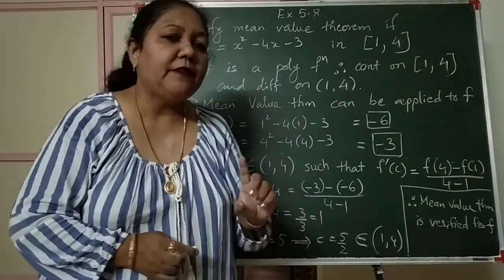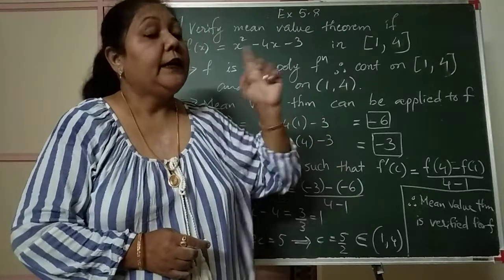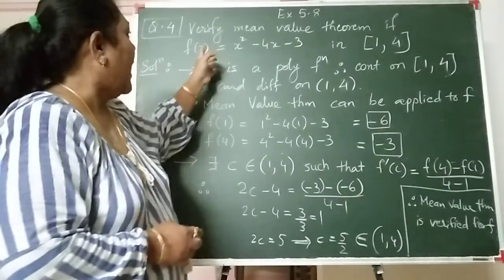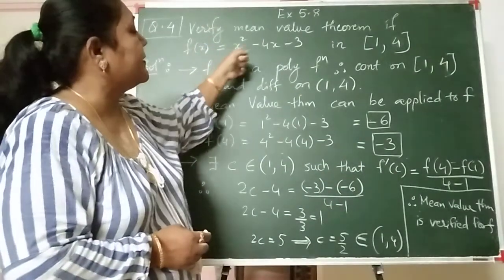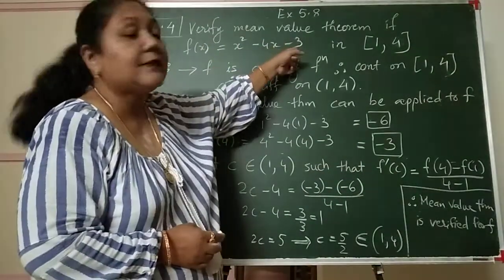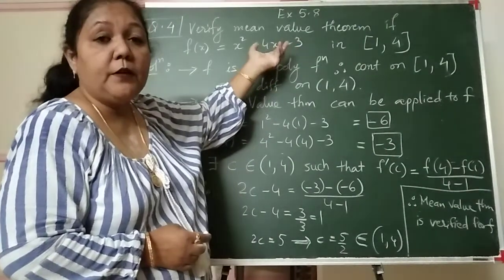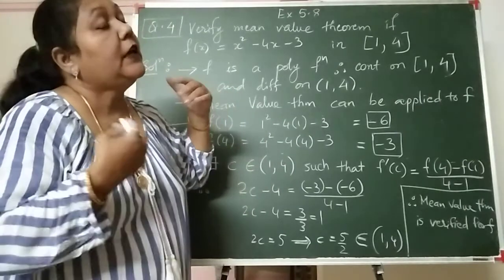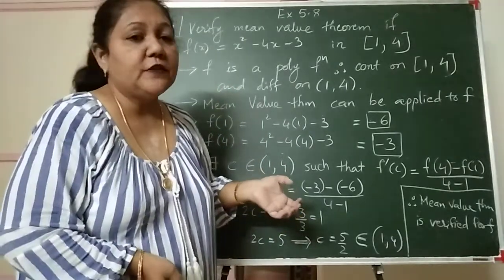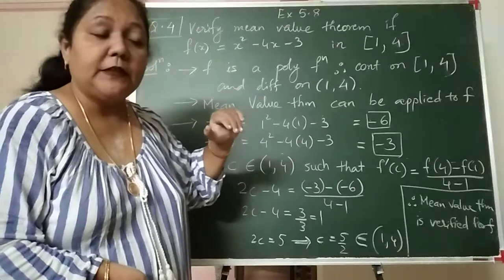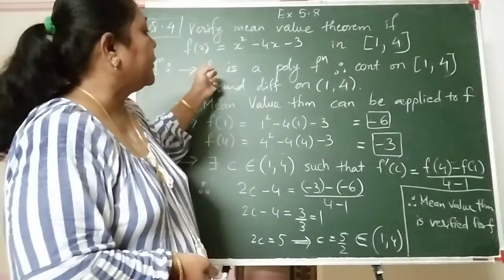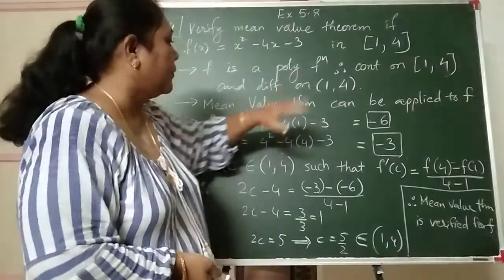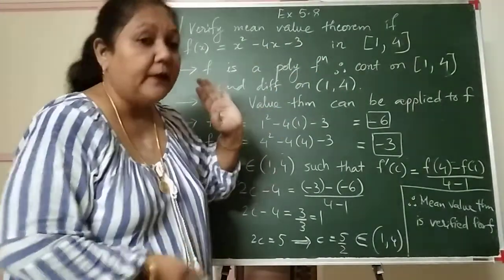First condition of mean value theorem is same as Rolle's theorem, that it should be continuous and it should be differentiable also. So I have over here f of x is x squared minus 4x minus 3. It is a quadratic polynomial, and any type of polynomial function is always going to be continuous on the closed interval and differentiable in the open interval. So my first condition, f is a polynomial function, so it is continuous on the closed and differentiable on the open interval.